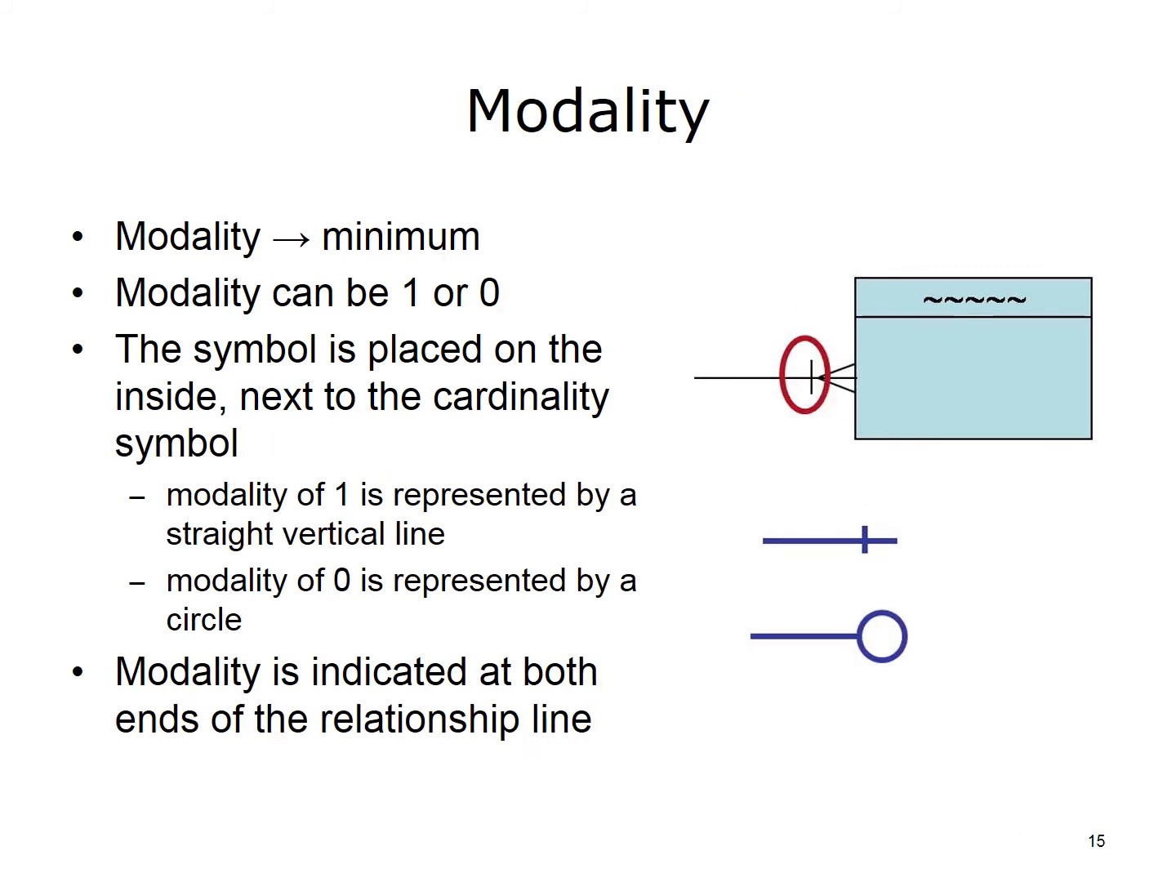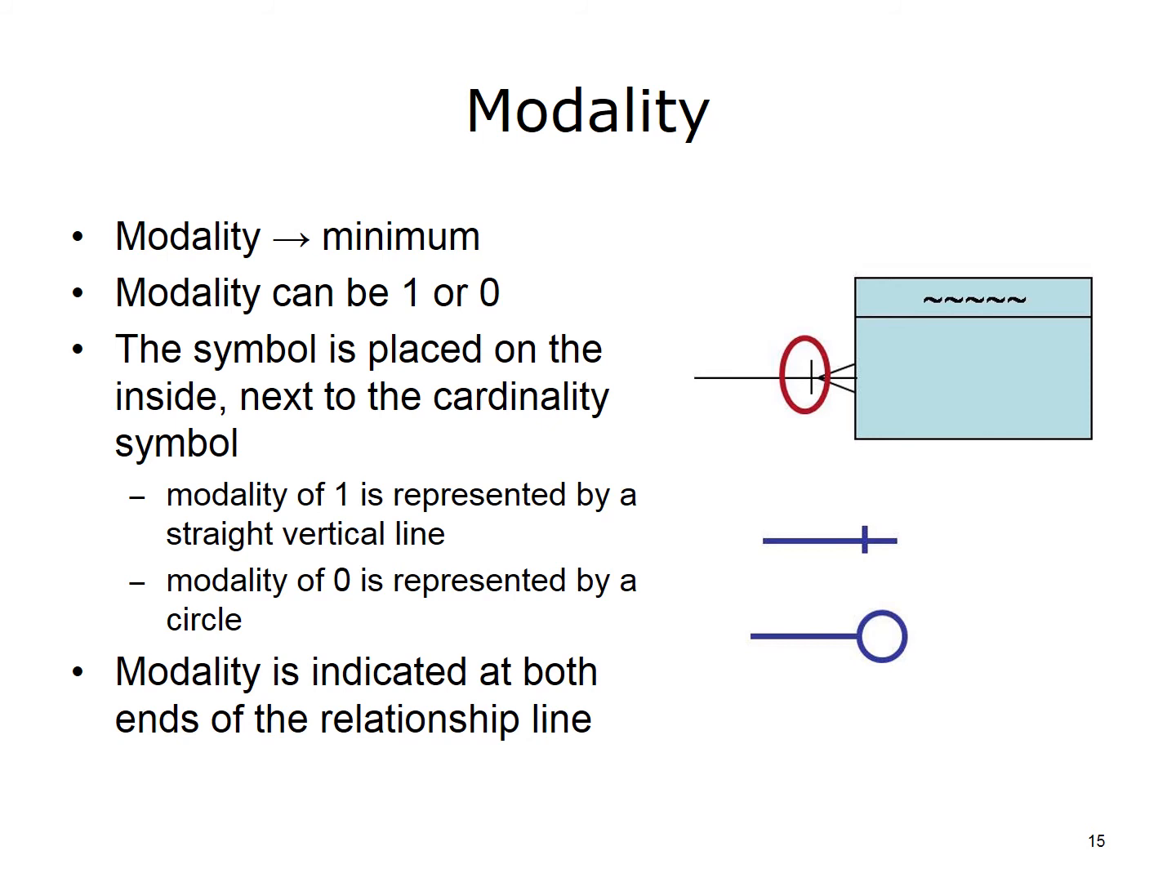Modality indicates the minimum number of times an instance in one entity can be associated with an instance in the related entity. Modality can have the values of 0 or 1. 2 or 3 are not allowed. The modality symbol is located next to the cardinality symbol, on the inside of, i.e., not next to the entity box.